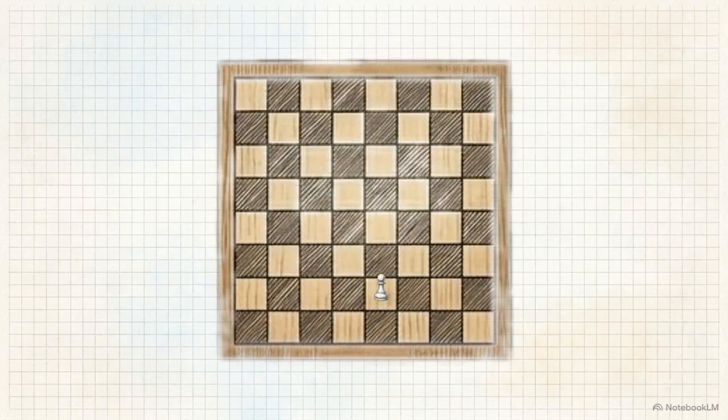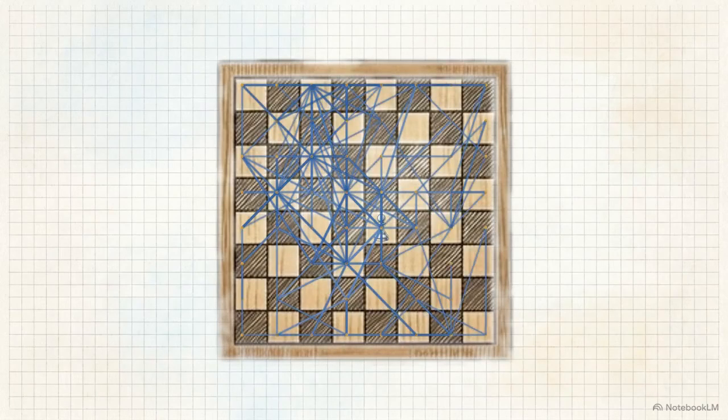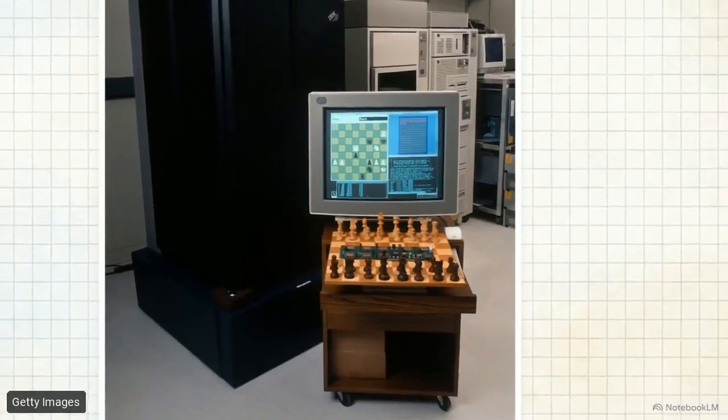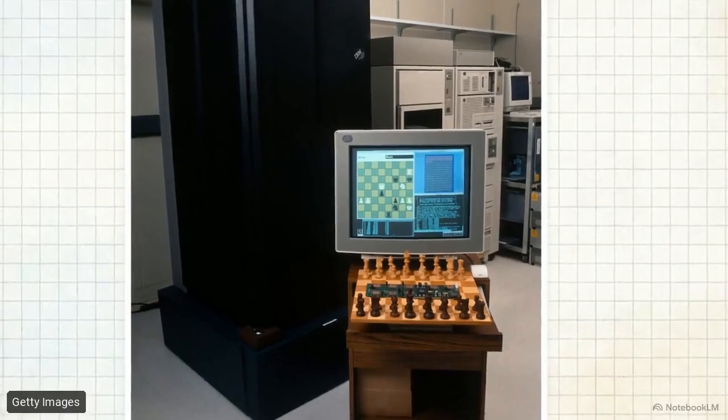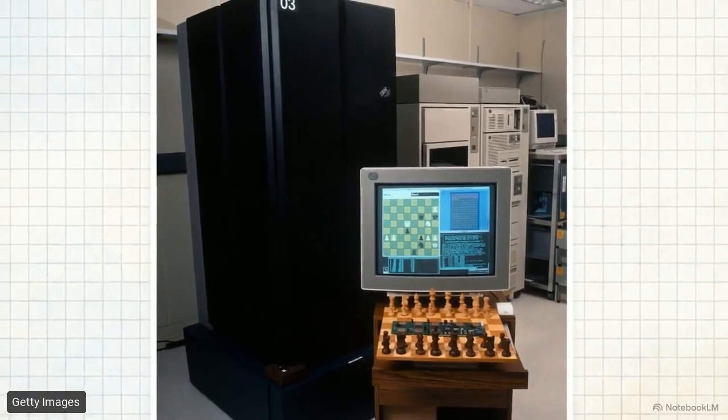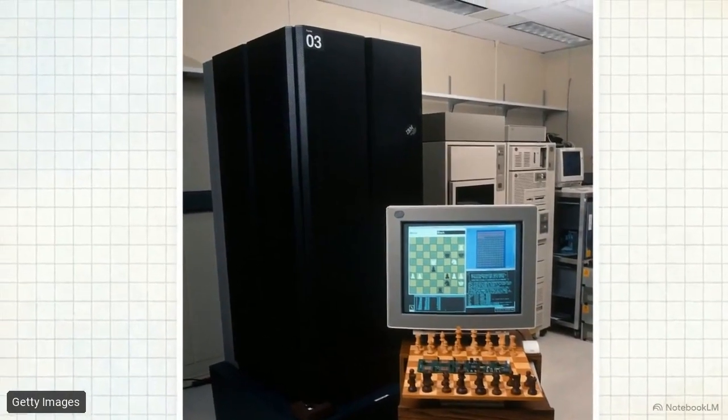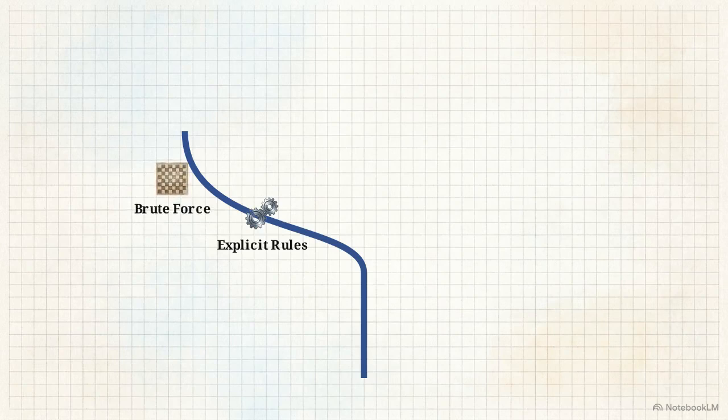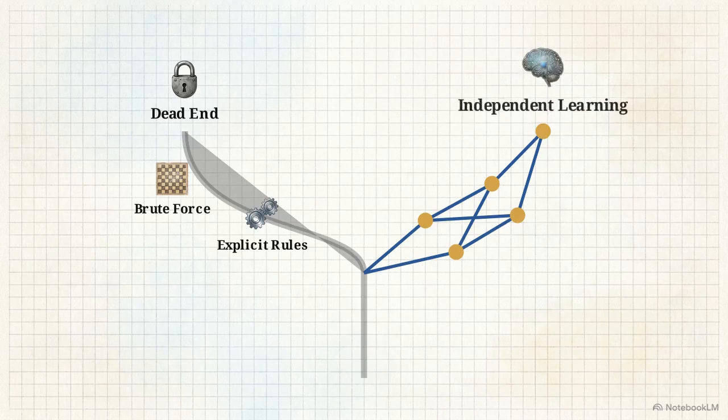Progress continued in highly structured environments. In 1997, IBM's Deep Blue defeated chess champion Garry Kasparov. However, Deep Blue achieved this through massive brute force computational search algorithms, entirely devoid of general intelligence. By the late 1990s, the scientific community recognized a hard truth. Hand-coding explicit rules and relying on brute force computation were dead ends. They needed machines to learn independently.